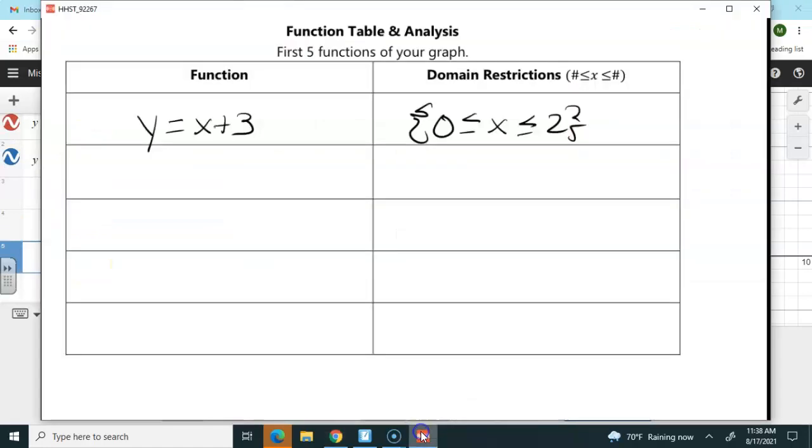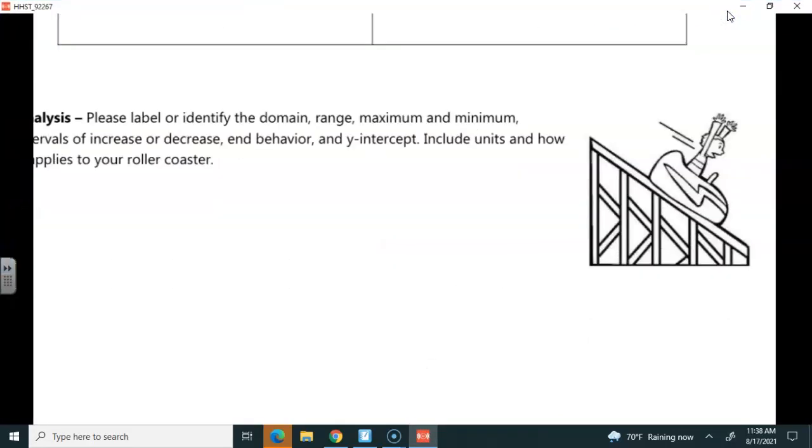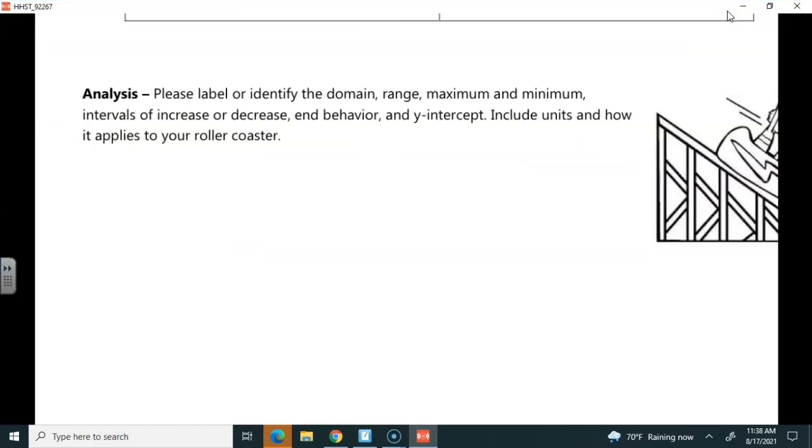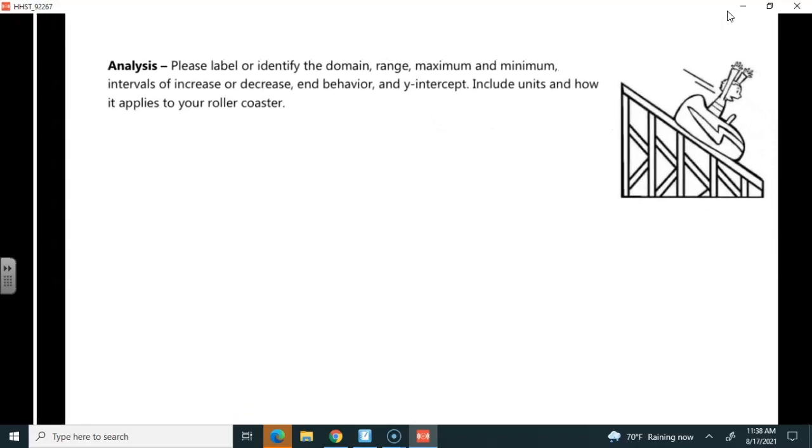When you are doing your table, you only have to put your first 5 in, okay? So only the first 5 into your table. And then here, you're going to identify the domain and the range, the maximum and the minimum, increasing and decreasing behavior, y-intercepts, and include how it applies to your roller coaster.